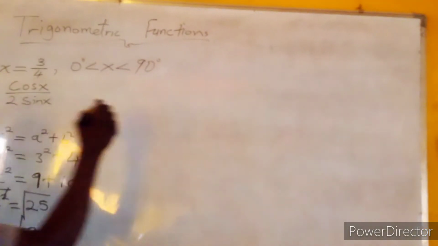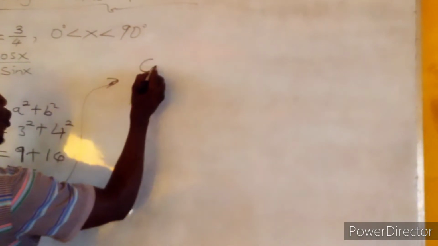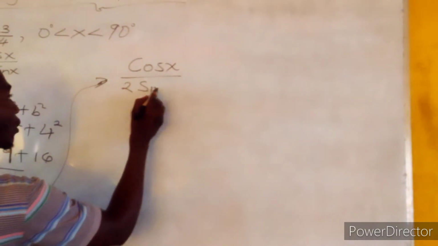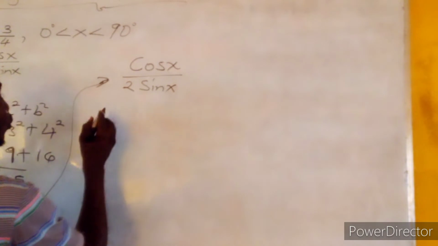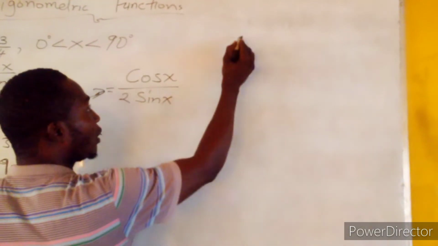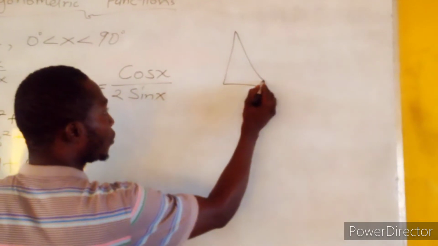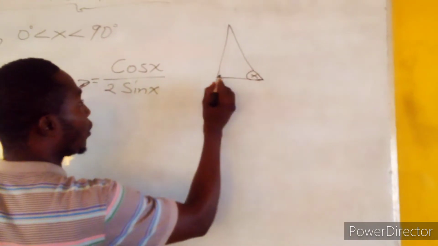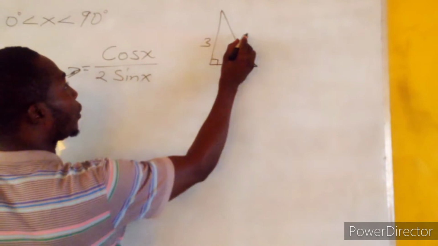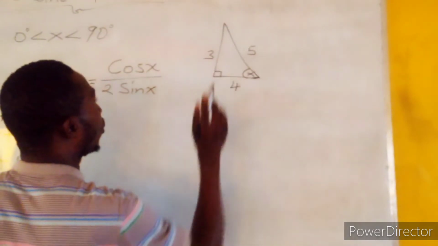So now, our solution continues. So from here, our solution continues here. So cos x divided by 2 the sine of x. Now, finally, this will be equal to cos of x. Now, it means the whole right angle triangle now is in this form. So this is angle x. So here we got positive 3, here we got positive 4, and we got 5 here now. So we have found all the sides.